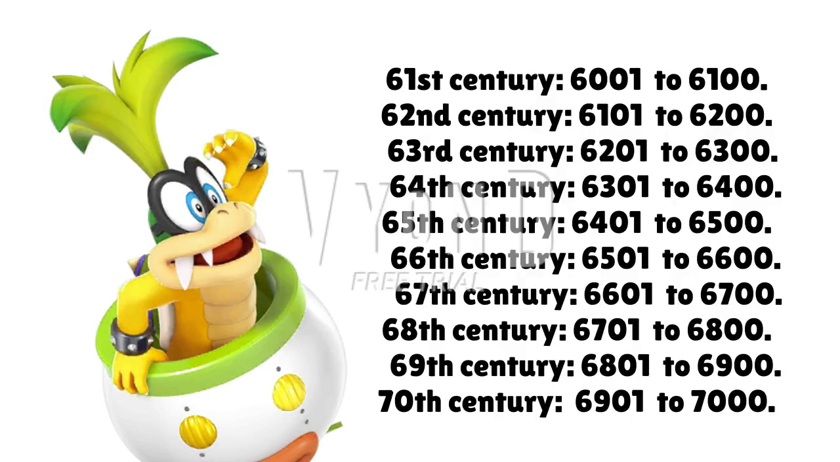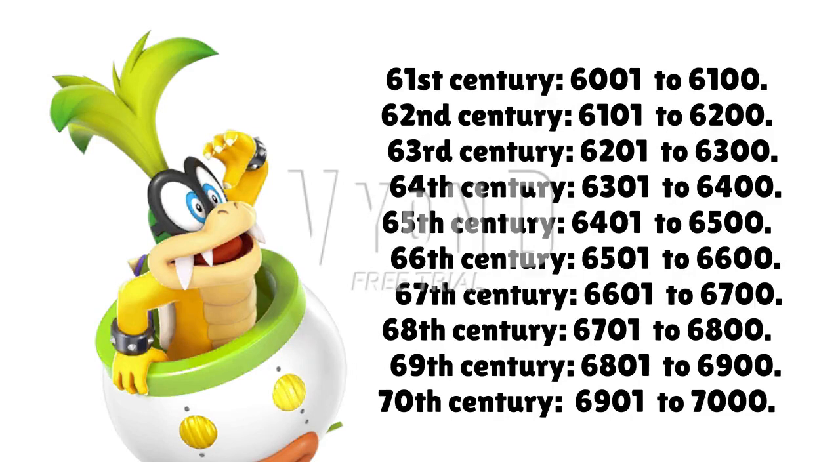64th century, 6301 to 6400. 65th century, 6401 to 6500. 66th century, 6501 to 6600. 67th century, 6601 to 6700. 68th century, 6701 to 6800. 69th century, 6801 to 6900. 70th century, 6901 to 7000.